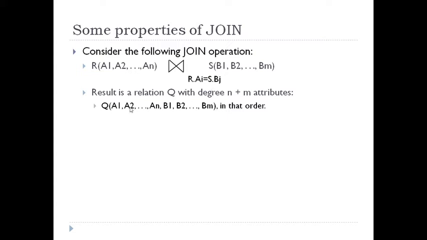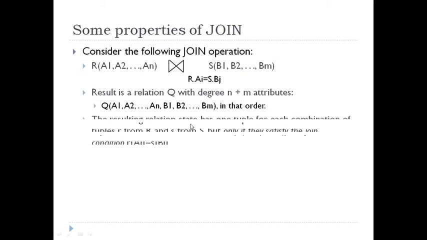Now, in the result, as I said, the number of attributes will be n plus m. So, n is the number of attributes in relation R, m is the number of attributes of relation S. So, in total we will get n plus m attributes in the resultant relation.